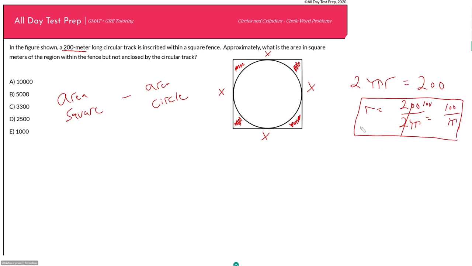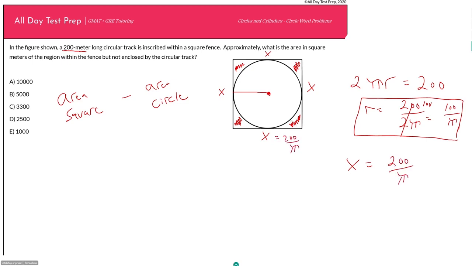So how can we use that to find the length of one of the sides of our square? So we know our radius from here to here is equal to 100 over pi. Well, if this circle is inscribed within the square, then the length of one of the sides of our square should just be the diameter of our circle. So our x, which is also really our d, should just be 2 times our radius, or 200 over pi.